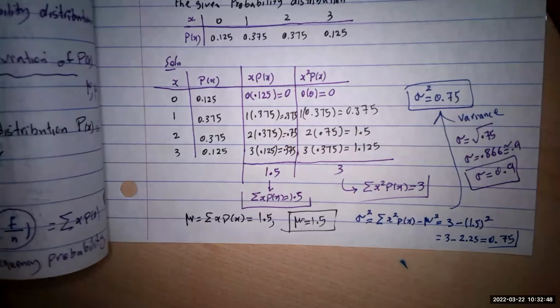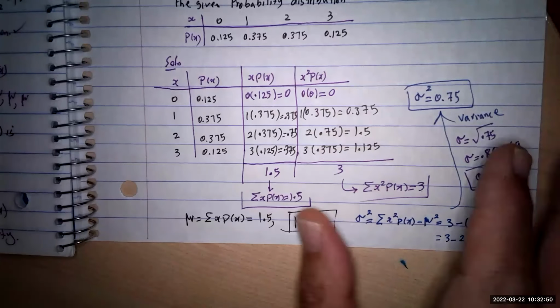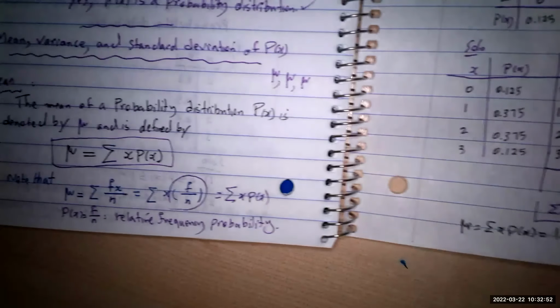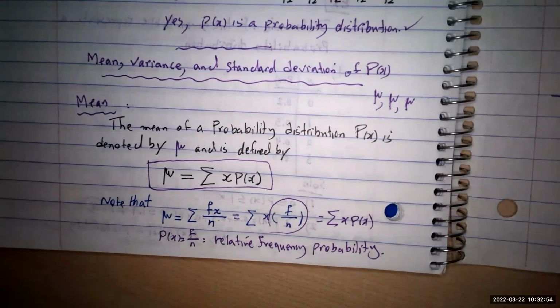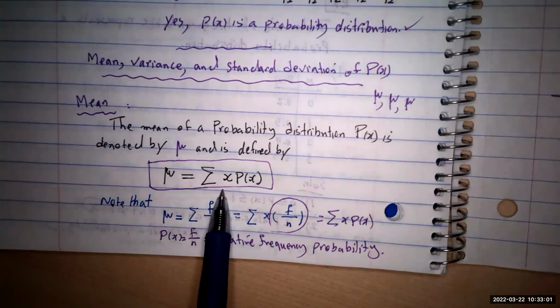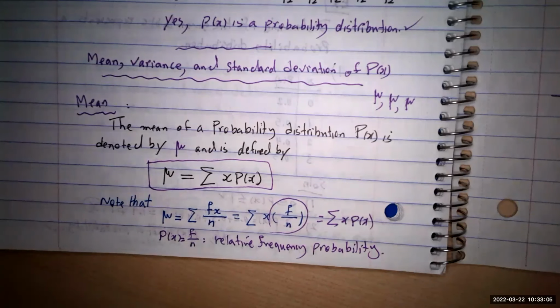Now that we have a kind of new population, we are interested to see how we can modify the formulas for the mean, variance, and standard deviation. So this is going to be our formula. Mu is going to be sigma of x times p of x. That would be the mean of this type of distribution.